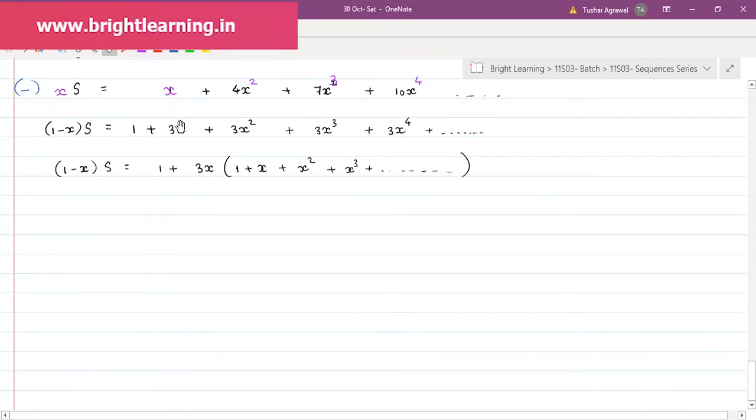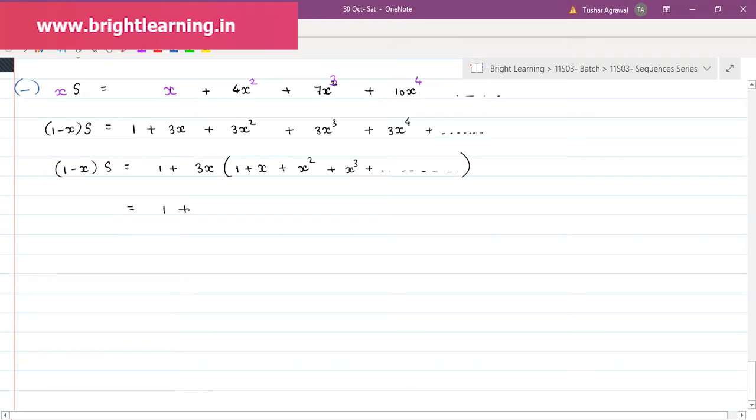Okay, 3x. 1 is not included in the geometric progression, keep in mind. Because from 1 to 3x, the ratio is 3x. From 3x, if you multiply again by 3x, it should come 9x square. So exclude that one. That one is totally different.